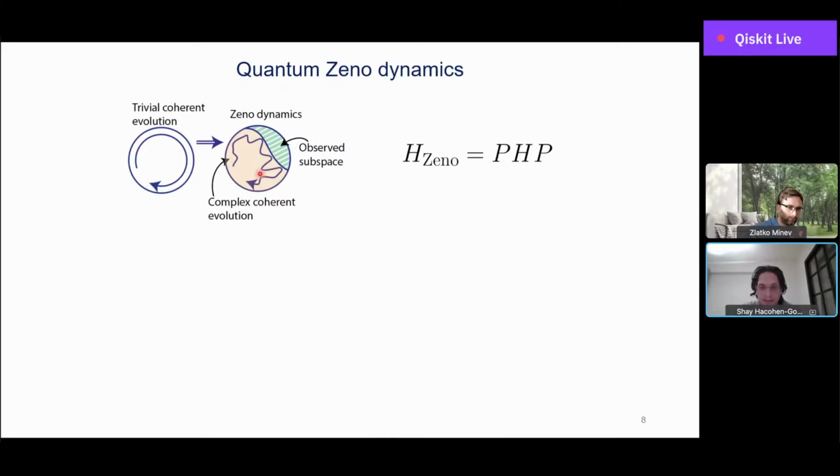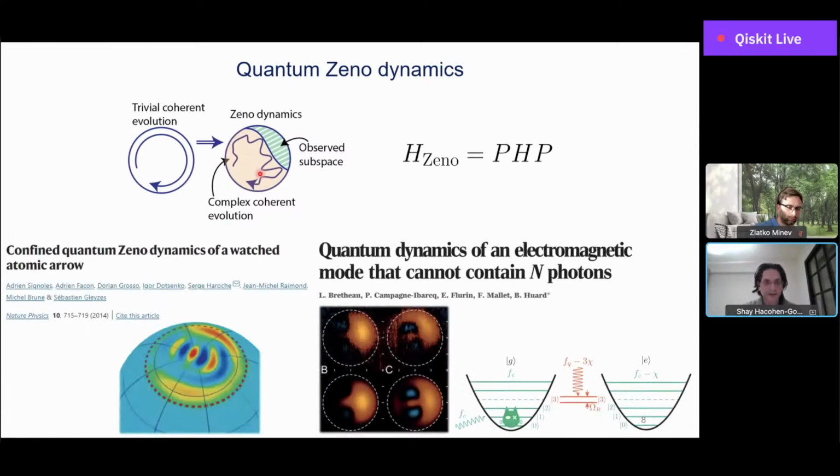Now, an interesting point in time is 2014, so that's not long ago, that's about 8 years ago, I think. Came out three really nice papers, 2 of them experimental, those are the ones that I'm showing over here, and another theory one, which I'll talk about in the next slide, that demonstrate these quantum Zeno dynamics. The first paper here on the left, this is the one by the group of Serge Haroche, and they titled it very nicely and connected it to Zeno and his arrow, called Confined Quantum Zeno Dynamics of a Watched Atomic Arrow. And the other experiment is quantum dynamics of an electromagnetic mode that cannot contain n photons. These experiments are very similar in nature.